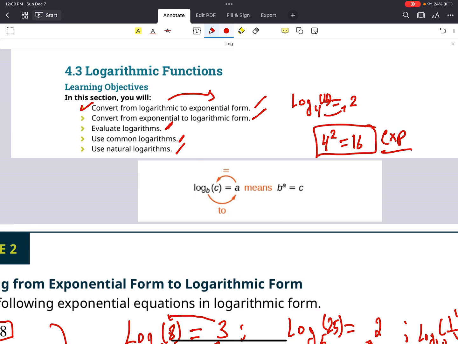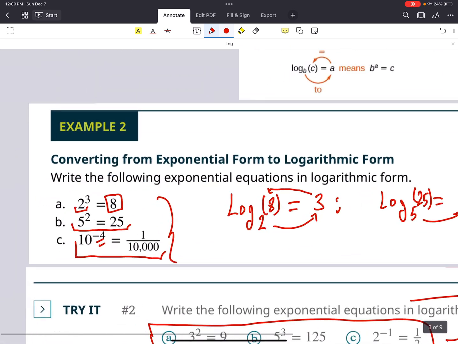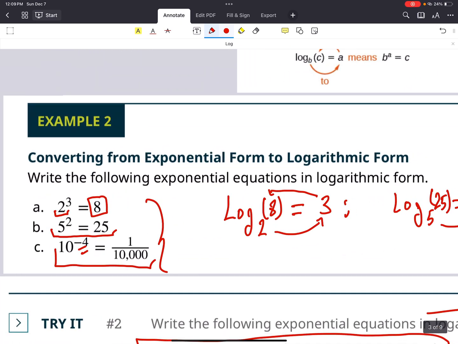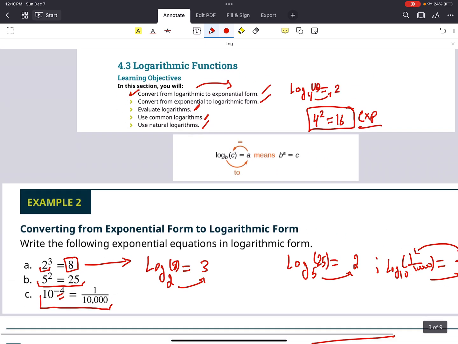The second one is converting from exponential to logarithmic. Well, that's what we just did over here. If I have 2, 3, 8, let's repeat it really quick. You write down log. Well, what's the base? It's simply 2 equals the exponent, which is 3. So 2 cubed equals 8, and that's it. Now, we're done with the second one.